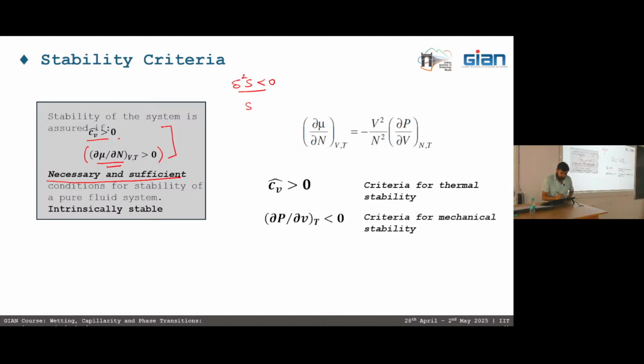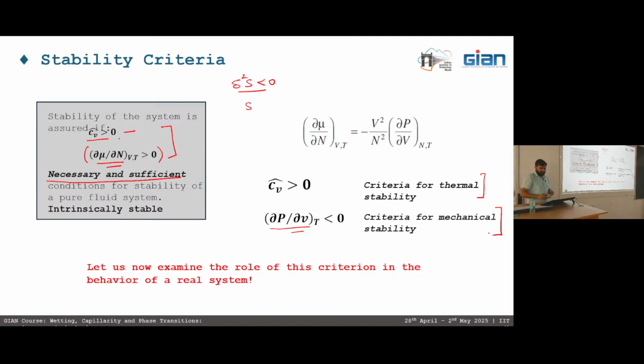The first criterion, Cv greater than 0, is called the criterion for thermal stability, and del p by del v less than 0 is the criterion for mechanical stability. So if these two are fulfilled, then our system is stable. Now let us examine the role of these criteria in the behavior of a real system.